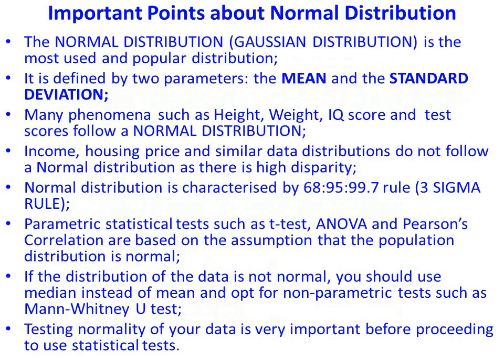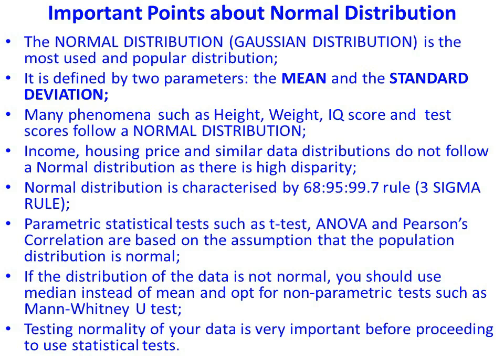Important points about normal distribution. The normal distribution, or Gaussian distribution, is the most used and popular distribution. It is defined by two parameters, the mean and the standard deviation. Many phenomena such as height, weight, IQ score and test scores follow a normal distribution. Income, housing price and similar data distributions do not follow a normal distribution as there is high disparity. Normal distribution is characterized by the 68-95-99.7 rule, the 3 sigma rule.